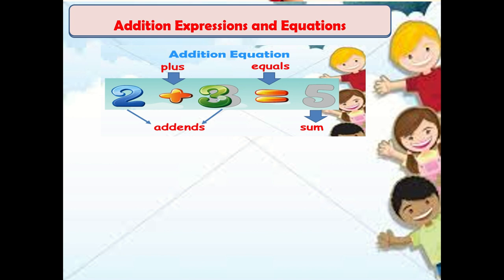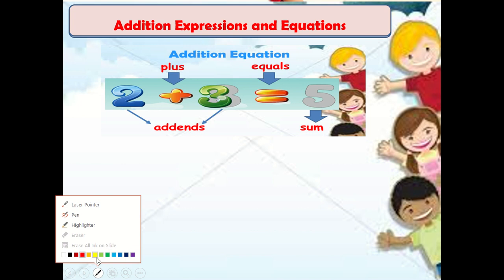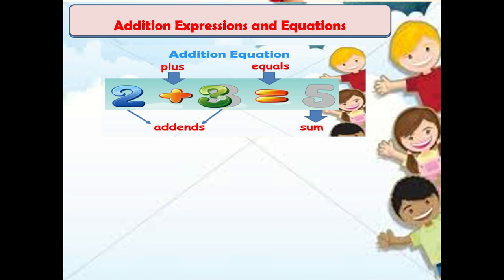Now, let us talk about addition expressions and equations. So take a look at this example, an addition equation. So I have here 2 plus 3 equals 5. What is this sign again? Yes, it's plus sign. And the other one is equal sign. Please remember that the two numbers are called addends. These are the parts of a whole.